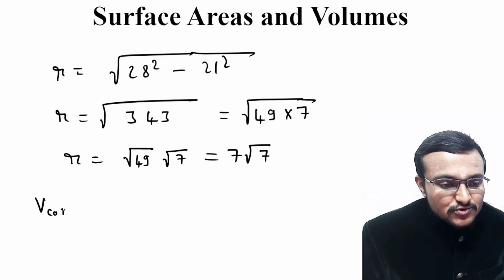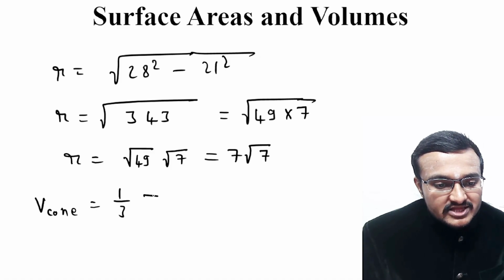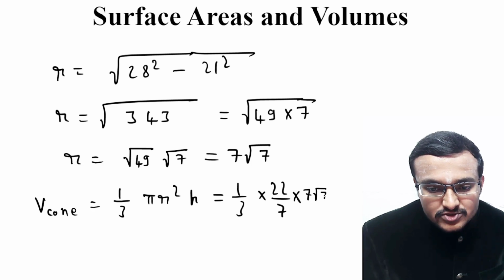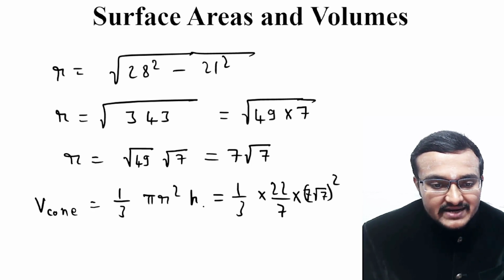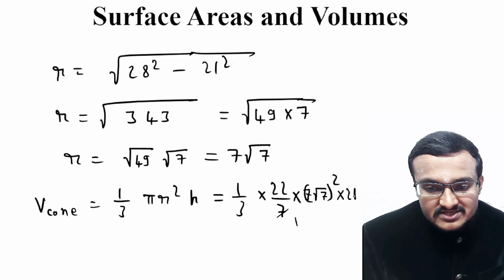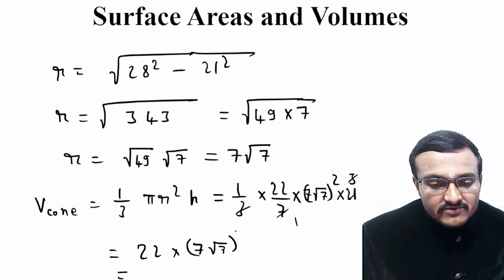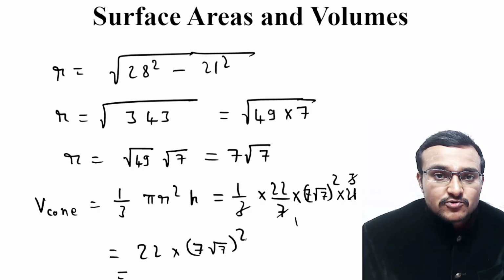Now the volume of this cone. The volume of this cone is 1/3 pi r square h. So 1/3 into pi is 22/7 into radius 7 root 7 whole square, and height is 21 centimeter. Here 7 ones are 7, 7 threes are 21. So here 3 and 3 get cancelled with each other. So what will be remaining? Only 22, 7 root 7 whole square will be there. So 7 square into root 7 whole square.